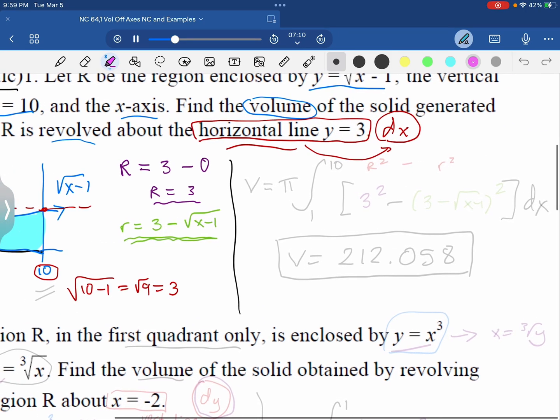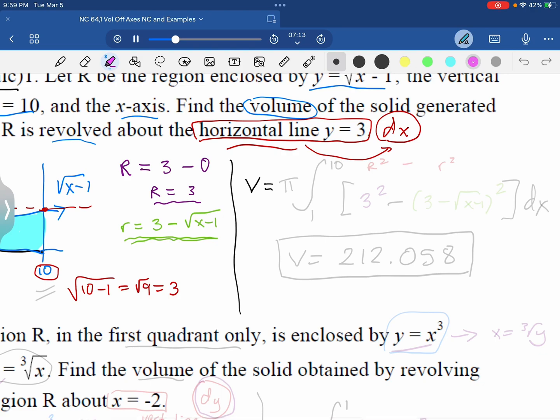So this one, we just need to set it up by hand, and then we'll do the rest in the calculator. So volume, we still have pi because we're spinning. It's going to be the integral from 1 to 10 of, we want to remember, big R squared minus little r squared. So in this case, big R is going to be that purple guy, so 3 squared, minus little r, which is the green guy, 3 minus root x minus 1, all squared, and then everything dx.